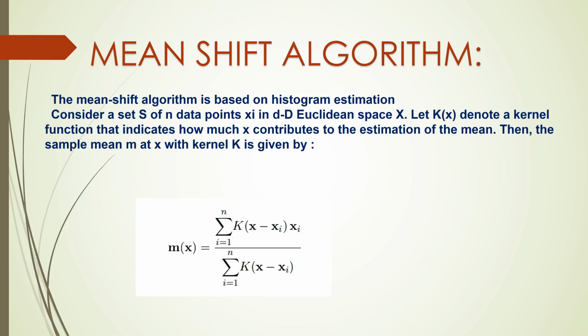So one of the algorithms we will be considering is the mean shift algorithm. The mean shift algorithm is based on the histogram estimation of the image in the video. So consider a set S of n data points xi in the Euclidean space X. Let k of x denote a kernel function that indicates how much x contributes to the estimation of the mean in the sample. Then the sample mean m at x with kernel k is given by the following equation. m of x is the mean.